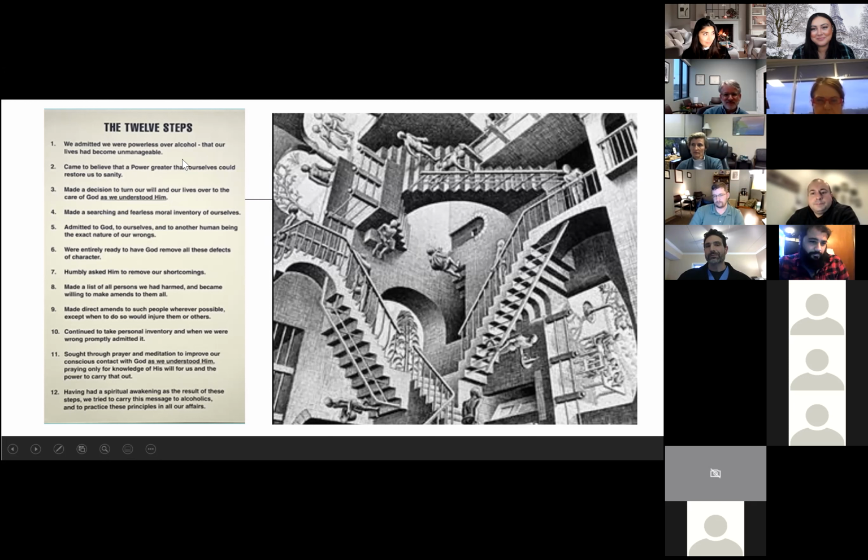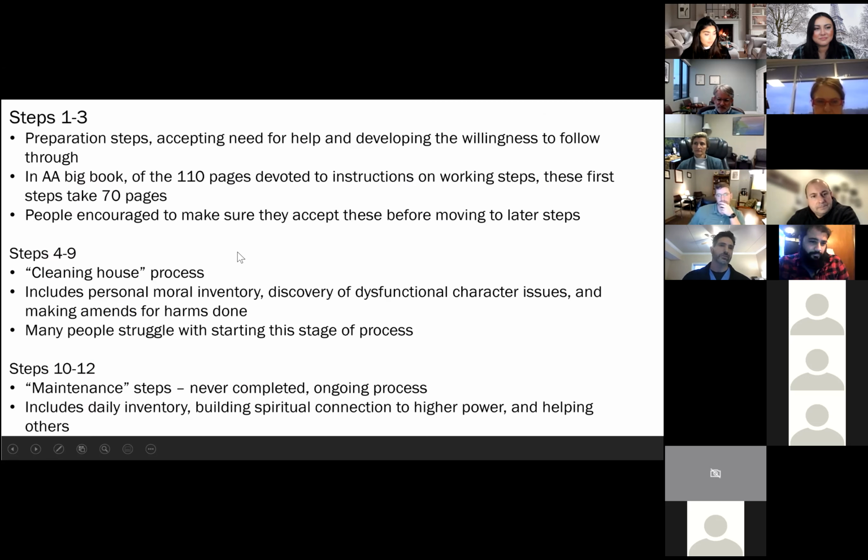So that's one of the reasons why somebody would need a sponsor to go through this process. And this can feel very intimidating. As people read through this, it's not really clear what it is they're supposed to be doing or how this is going to help them to get their life back in order, right? So rather than go through all 12 of them, I just want to break them up into particular sections.